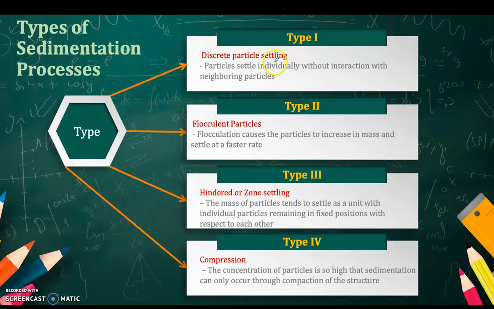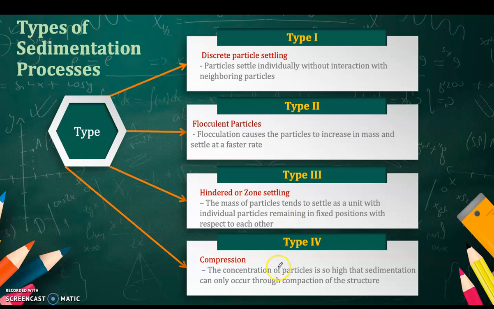So back to here. Type 1, discrete particle settling, is where particles settle individually without interaction with neighboring particles. Type 2, flocculant settling, causes the particles to increase in mass and settle at a faster rate. The third type is where the mass of particles tends to settle as a unit, with individual particles remaining in fixed position with respect to each other.